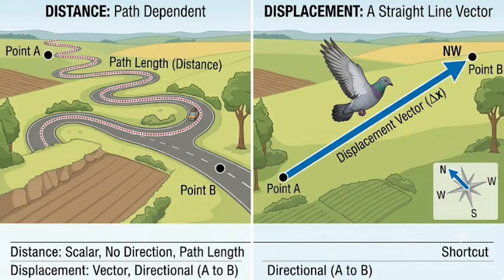Displacement is the shortest distance between 2 points, and it is quite simple and often much shorter. It is a vector quantity, which means it cares about two things: the straight line, the length or magnitude, plus the direction.